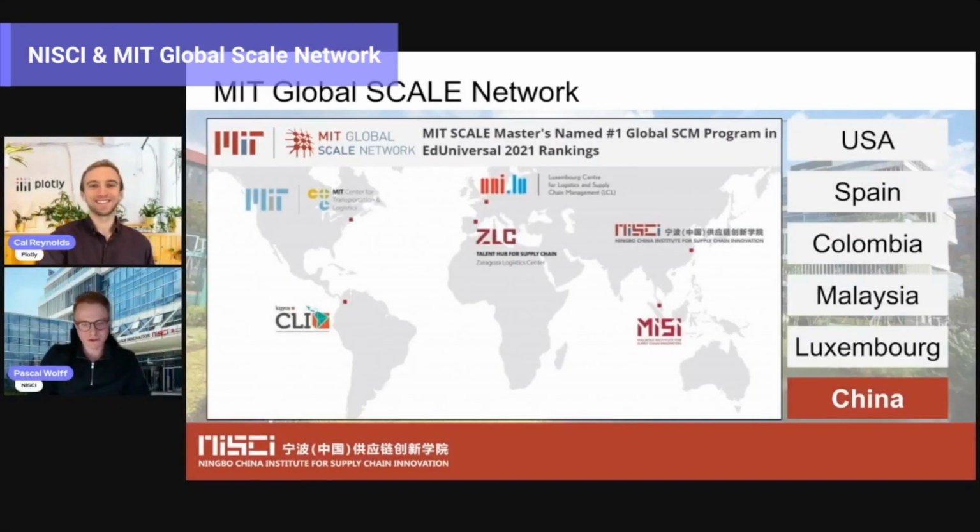So we are a research institution based in China, 2 hours away from Shanghai with a bullet train. And all we are doing is logistics and supply chain management research. And as we are doing that, we are also part of MIT's Global Scale Network. This is an initiative that was started by MIT like 20 years ago.